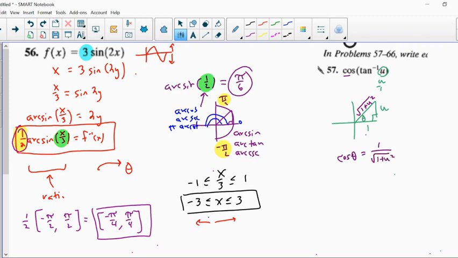I'm okay leaving it like that. You can certainly multiply by the conjugate if you'd like. So you get the square root of 1 plus u squared over 1 plus u squared. So I think those are actually easier once you know to just treat the u as a ratio and use the Pythagorean theorem. So hopefully that helps with some of the domain and range functions, as well as the second set of questions there.